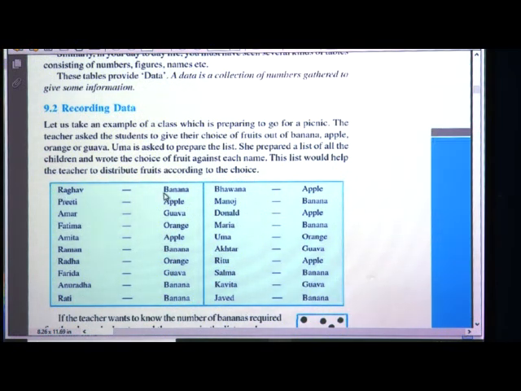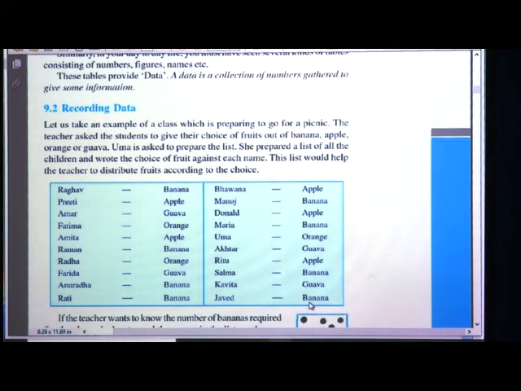Raghav likes banana, Preeti likes apple, Amar guava, Fatima orange, Amita apple, Raman banana, Radha orange, Farida guava, Anuradha banana, Rati banana, Bhavna apple, Manoj banana, Donald apple, Maria banana, Uma orange, Akhtar guava, Ritu apple, Salma banana, Kavita guava and Javed banana.